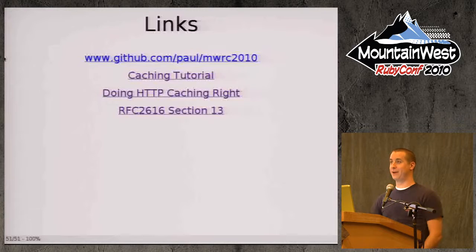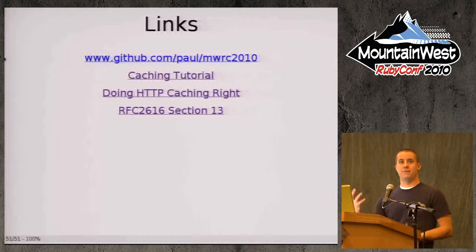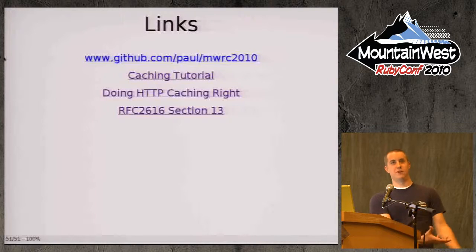Does anybody have any questions? Plenty of time. Questions? So why would you vary on a cookie as opposed to using Cache-Control private? If you use Cache-Control private, you can't cache anything. The user agent can, but if you have a dozen application servers and Varnish in front, and you say private, that cache is never going to store anything.